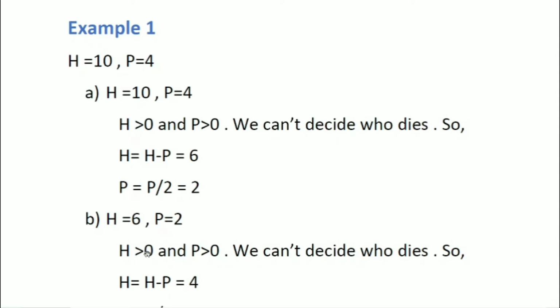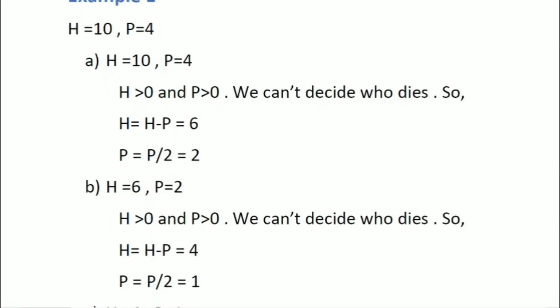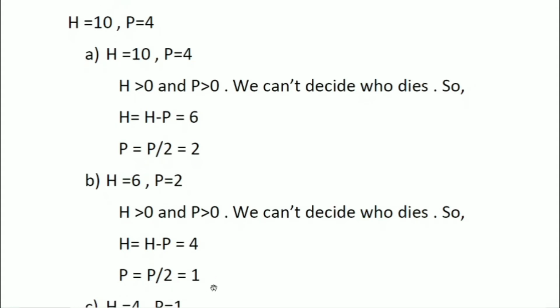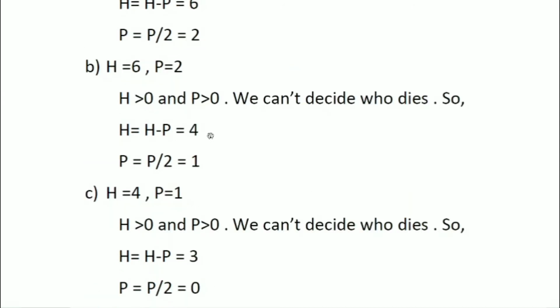Again H and P are greater than 0, so still we can't decide who dies or who wins. So again we will do the same process. We will subtract P from H, so we will get 4, then we will divide P by 2, so the value of P becomes 1. Now in the third case, the value of H is 4 and P is 1. Still both the values are positive, so we still can't decide who dies. So H becomes H minus P, that is 4 minus 1 is 3, and the power becomes 1 divided by 2, that is 0.